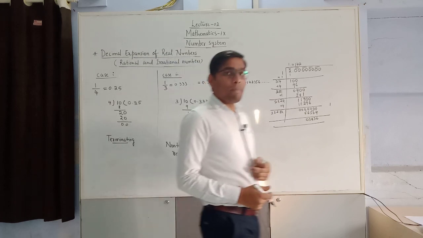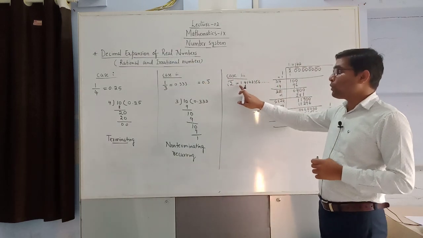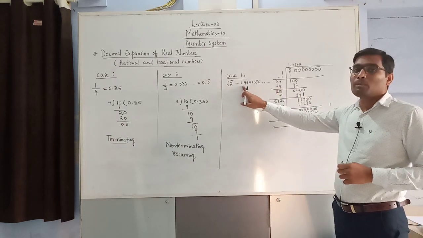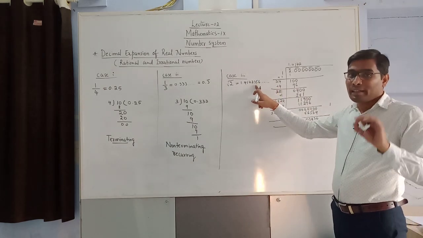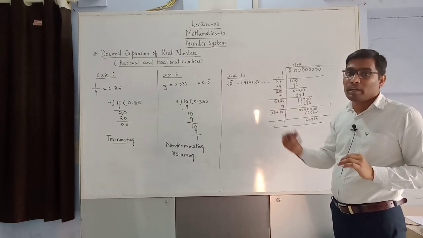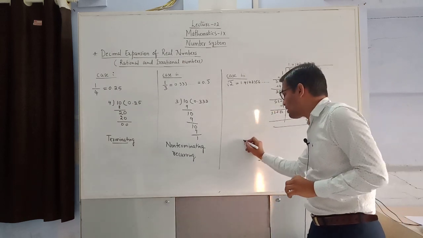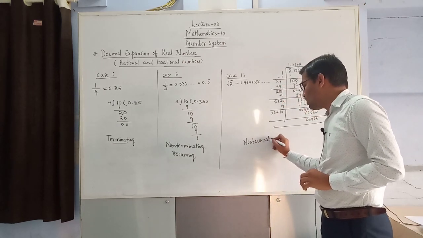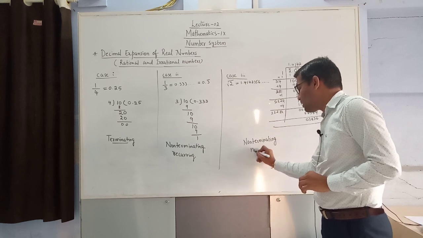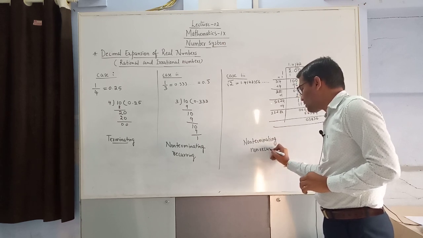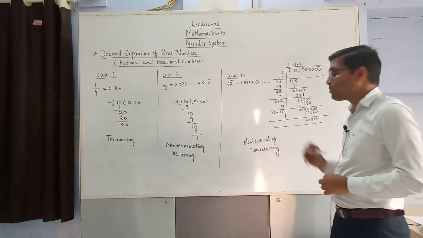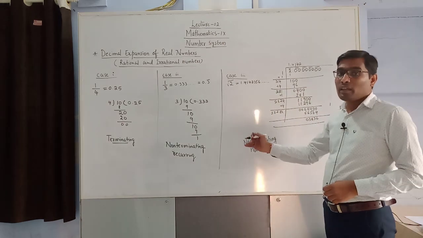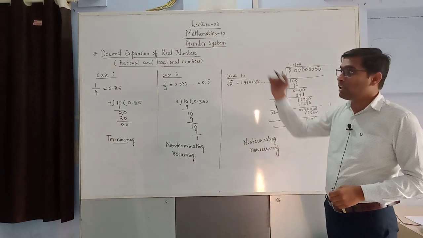Moving to case 3, look at case 3, the square root of 2 is 1.4122356 dash dash dash. Here, after the decimal point, the digits are not ending and also the digits are not repeating. Then this kind of decimal expansion is called non-terminating non-recurring. So these are the three different types of decimal expansion of real numbers.